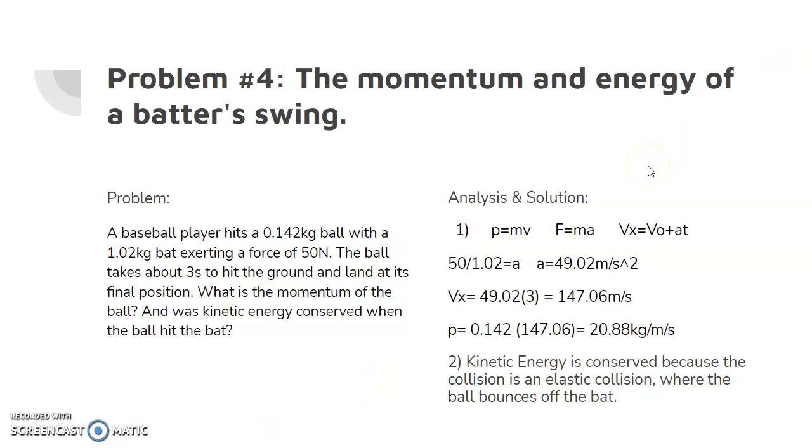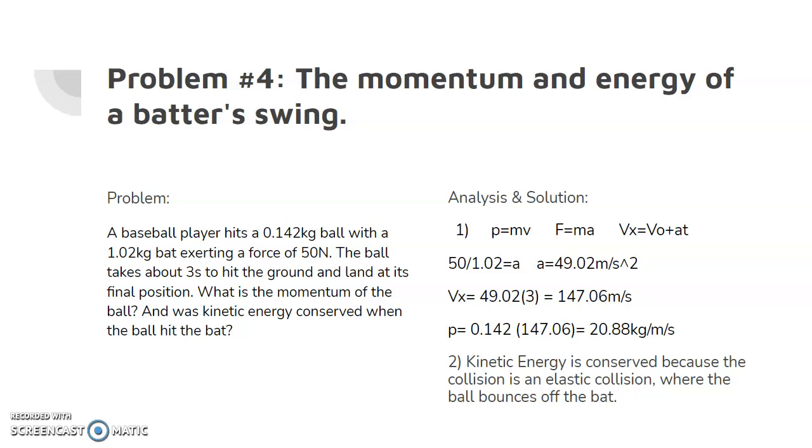So, problem number 4. A baseball player hits a 0.142 kilogram ball with a 1.02 kilogram bat exerting a force of 50 newtons. The ball takes about 3 seconds to hit the ground and land at its final position. What is the momentum of the ball, and was kinetic energy conserved when the ball hit the bat?